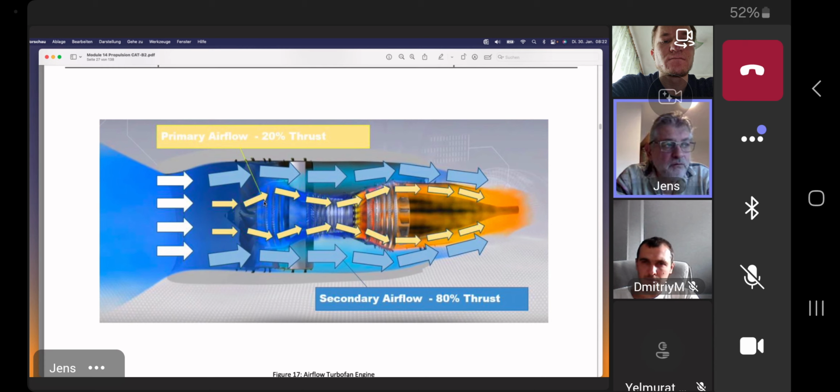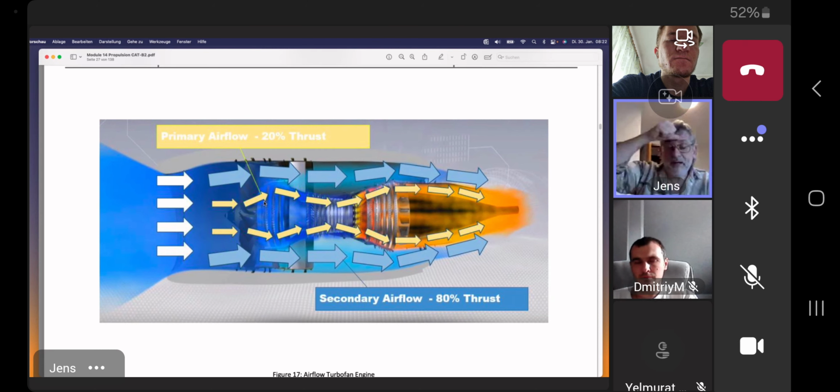So, this part, of course, is the toughest one. We have to compress it and then add fuel and accelerate by applying heat. But it made the engines more fuel efficient. High bypass engines. You got the idea, I think.